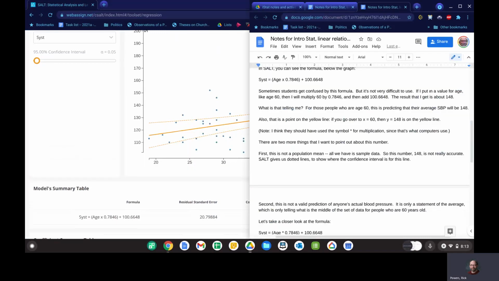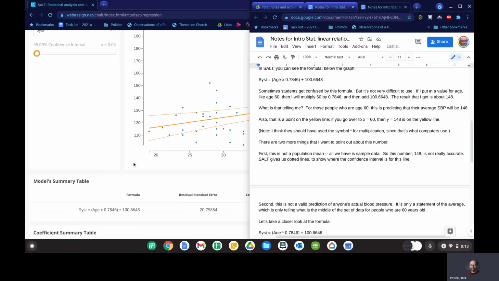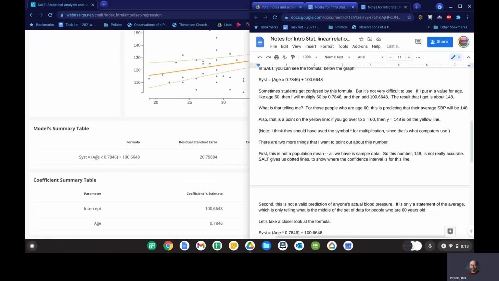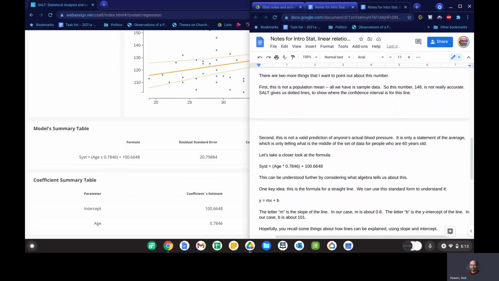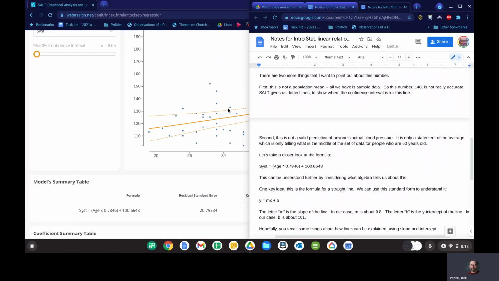By the way, I think when they did the formula, they should not have used the letter X in between the two things. They should have used an asterisk. That's what computers use for multiplication. Anyway, there are two more things I want to point out about this number, the number 148. First of all, it's not a population mean. All we have here is sample data. So this number 148 is not really accurate.